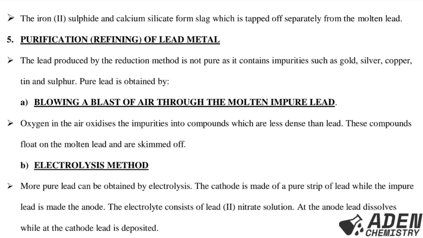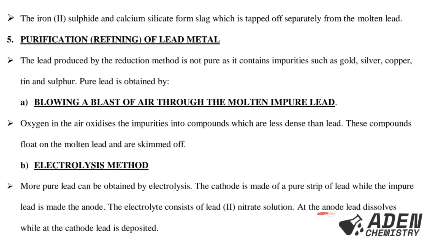But B, the second way of obtaining pure lead, is by the electrolysis method. We are saying more pure lead can be obtained by electrolysis, and the cathode is made up of a pure strip of lead, while the impure lead is made the anode. Then the electrolyte consists of lead 2 nitrate solution. So what will happen during electrolysis?